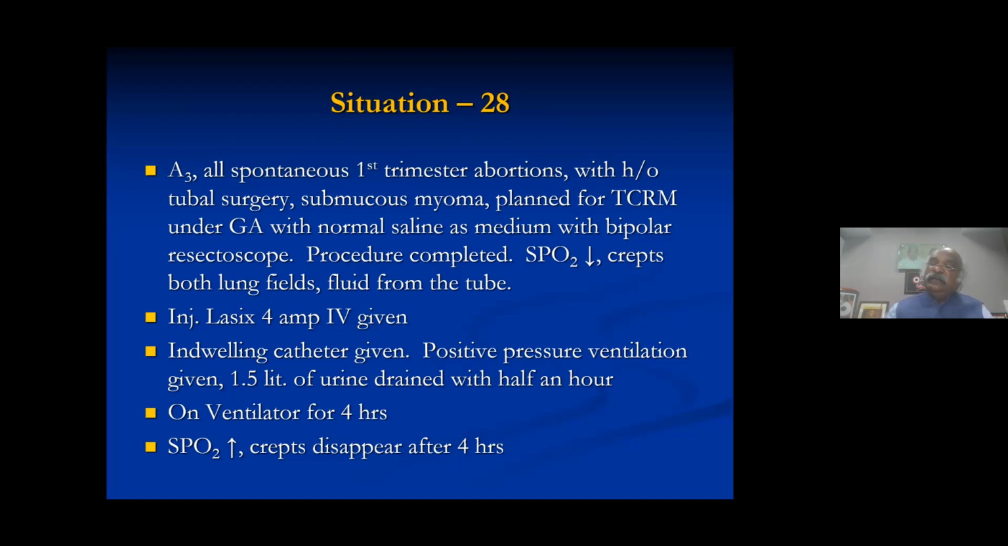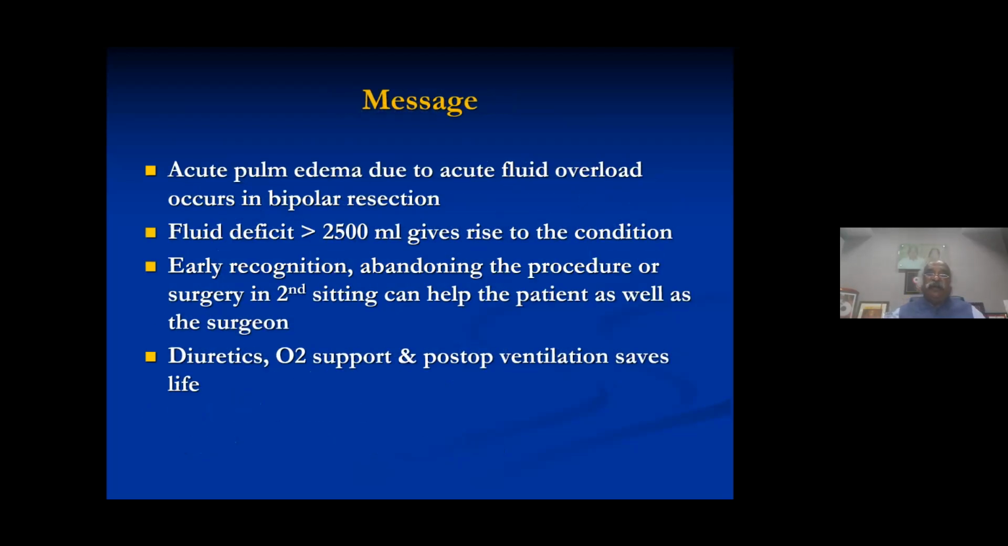In one case, in glycine, there could be ammonia toxicity, but in normal saline, there could be acute pulmonary edema, because if the fluid deficit crosses more than 2.5 liters, acute pulmonary edema is also a possibility. And early detection and treatment can save the life of the patient. So acute pulmonary edema due to acute fluid overload occurs in bipolar resection.